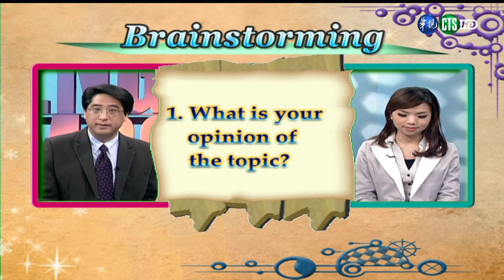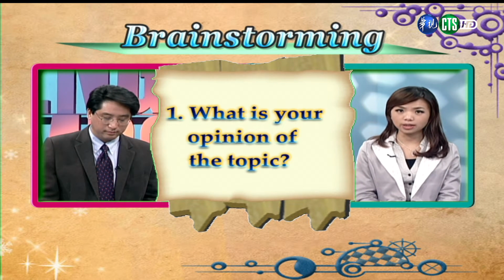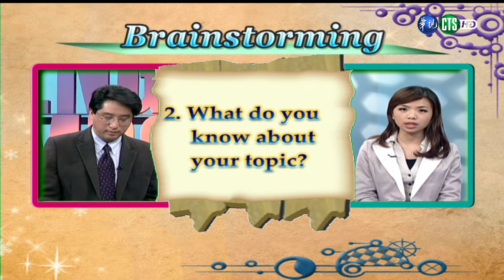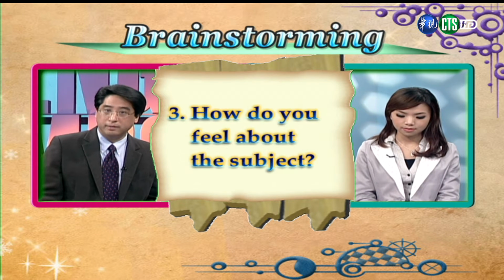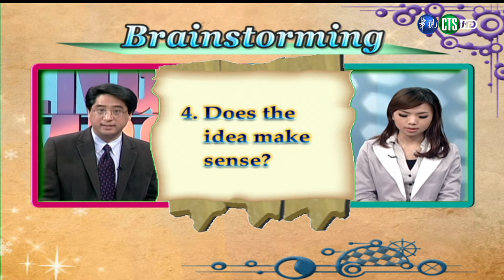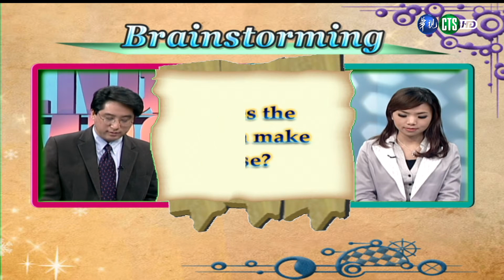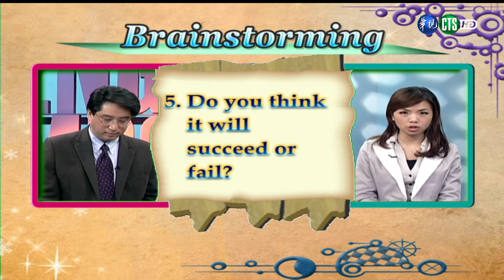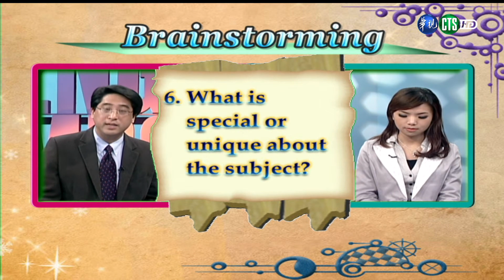And if these WH questions aren't enough, we have some other questions that you could also ask yourself during your brainstorming process. 好，如果你发现这些 WH 的问句还是不足以让你想出更好的想法，那以下呢还有一些其他的问题可以帮助你进行脑力激荡。You could ask yourself, what is your opinion of the topic? 你可以先问问自己，对于这个主题的看法是什么呢？Or what do you know about your topic? 你也可以问自己说，关于这个主题，你知道些什么呢？Or how do you feel about your subject? 对于这个主题，你有什么样的感觉呢？Or does the idea make sense? 这个概念合理吗？Next one is, do you think it will succeed or fail? 你觉得这样的论点会成功还是会失败呢？Or what is special or unique about the subject?